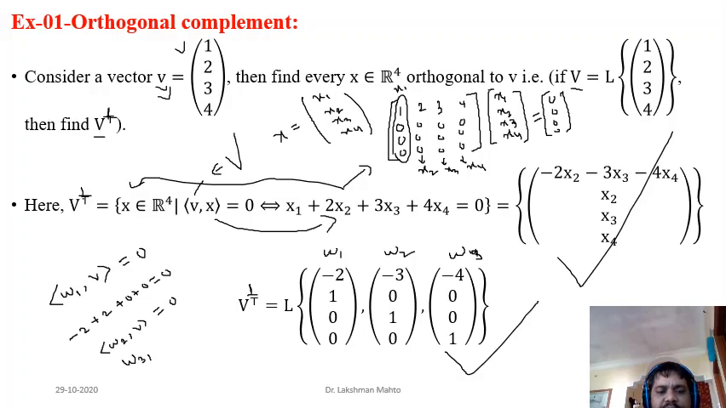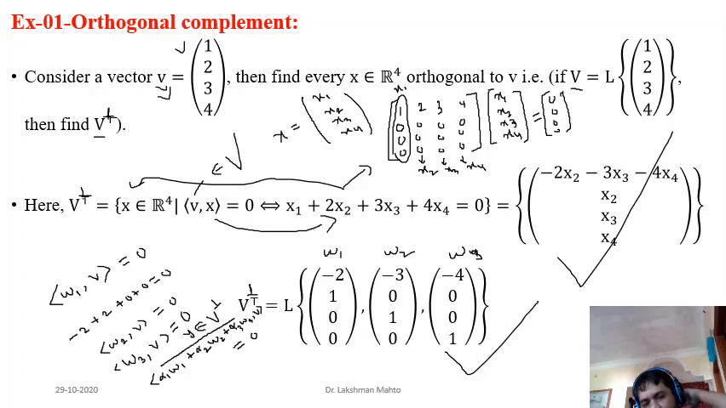And in that process, if you take any linear combination of w1, w2, w3, that means you are taking an arbitrary element from the space v perp, that would also give 0. If you take any linear combination, that means alpha 1 times w1 plus alpha 2 times w2 plus alpha 3 times w3, and do the dot product with v, then that dot product would definitely be 0. So this represents any general element y from v perp, because this y is a linear combination of w1, w2, w3 that form a basis of v perp.